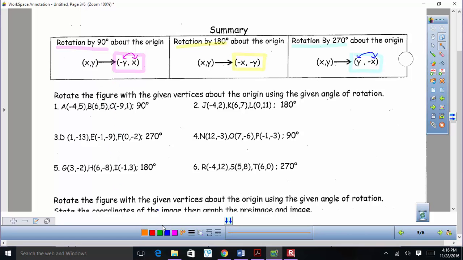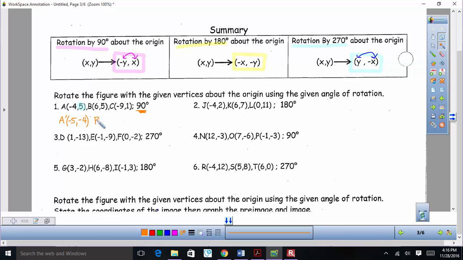So let's look at number 1 first. So number 1, we're rotating 90 degrees. So the rule is swap my x and y, make y negative. So my A prime, I'm going to swap 5 and -4. And then whatever my y was, which was 5, we're going to change that sign. So it's going to become -5.